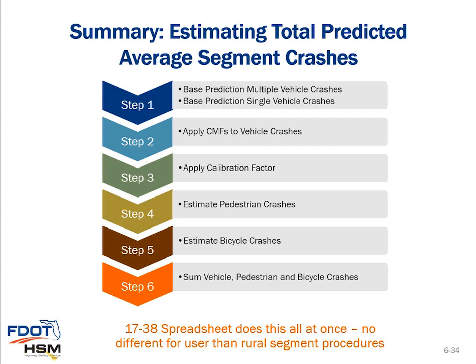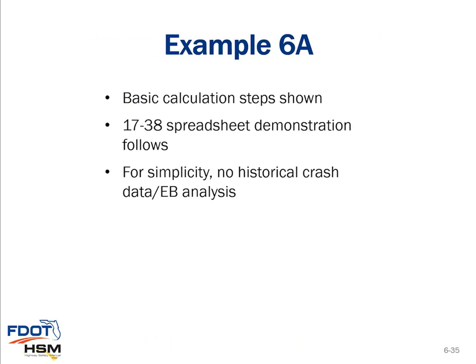So let's look at an example. What we want to do is do the basic calculation steps and demonstrate to you those basic calculation steps as we go through it. And then we'll follow that immediately on using the NCHRP 17-38 spreadsheet to demonstrate how it's done in the spreadsheet. And for simplicity in this example, we're going to assume no historical crash data and no EB data analysis, or empirical Bayes analysis, will be done.